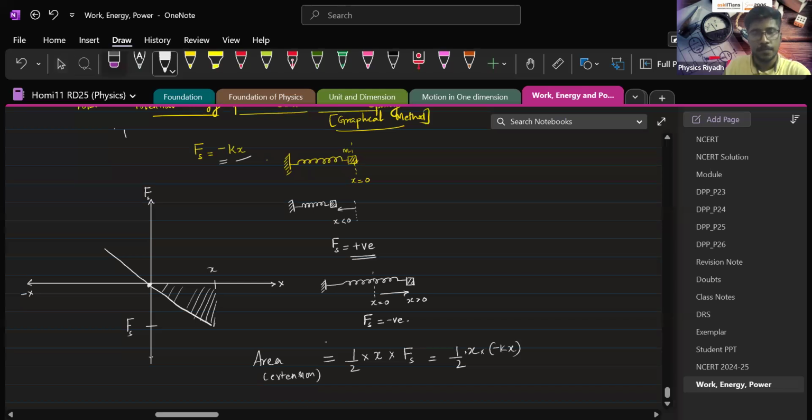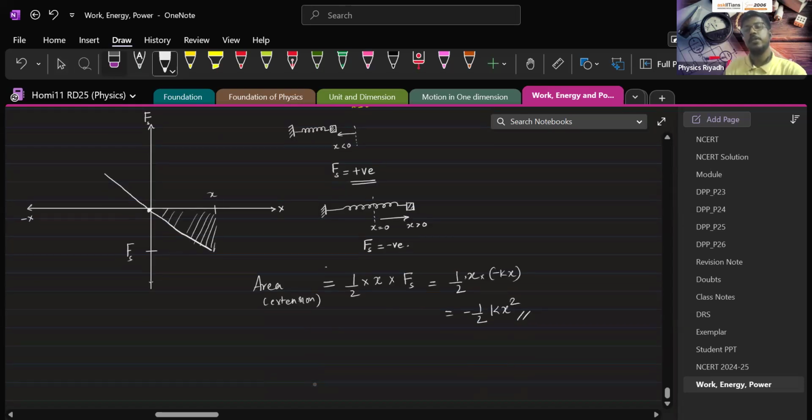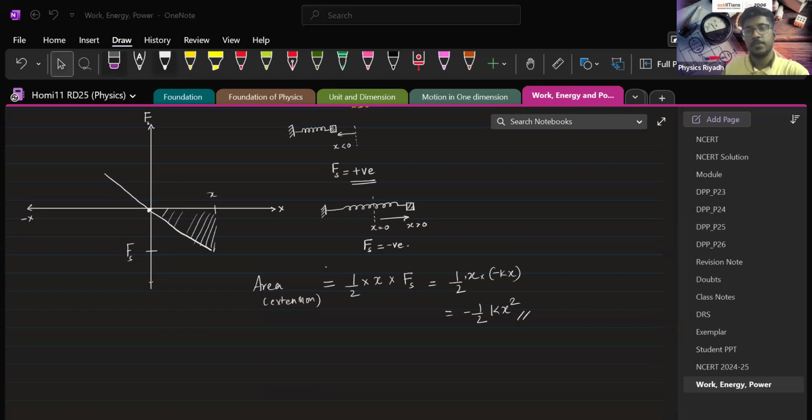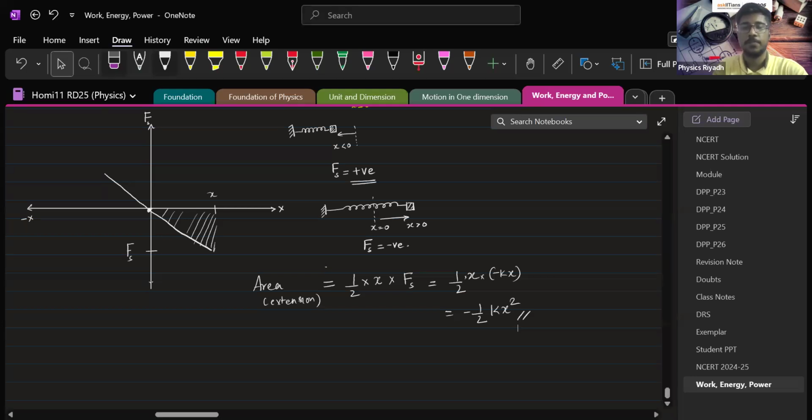So this is equal to minus half k x squared. This is the work done during the extension, which we have already obtained mathematically using integration. So graphically as well, we can calculate the work done by the spring force in this case. This work done itself is stored as the potential energy in the spring.